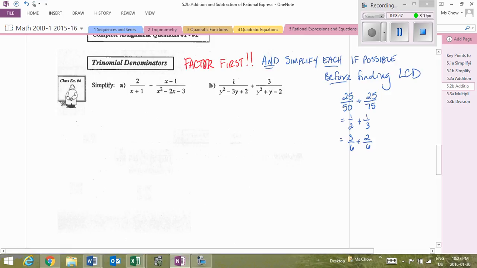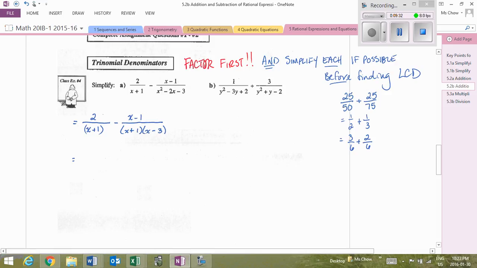So let's take a look at A. So we know we're going to have to factor that denominator. So we've got 2 over x plus 1 minus x minus 1, and this is x, and we've got 3 and 1, and it'll be negative 3 and plus 1. And so unfortunately we can't factor out the x minus 1 and x plus 1, but we do have an x plus 1 as a common factor. So our common denominator is x minus 3.